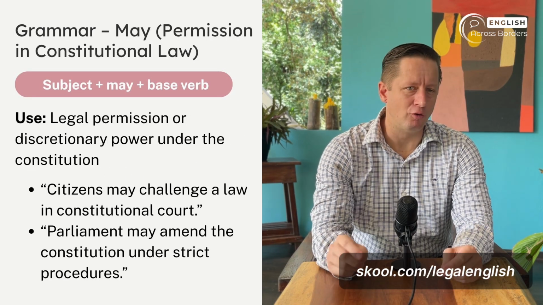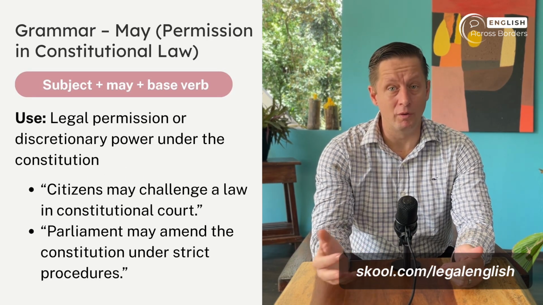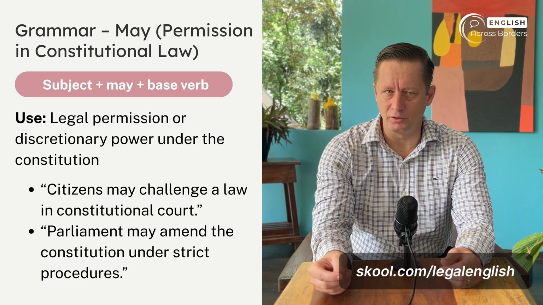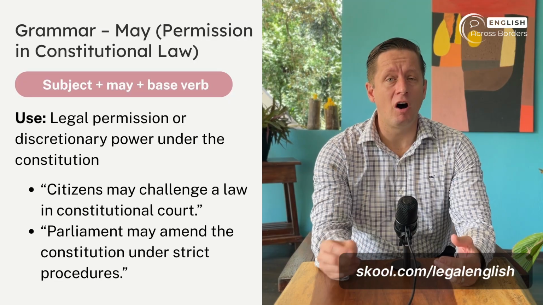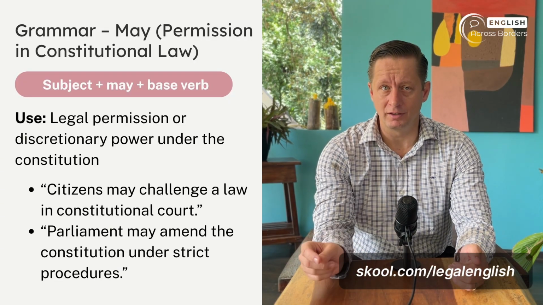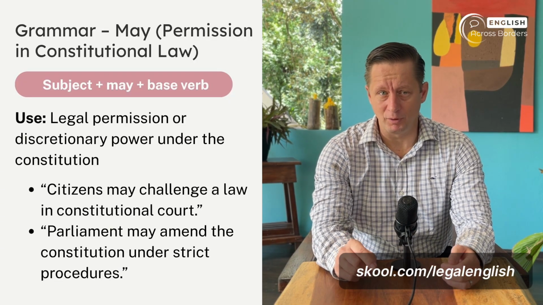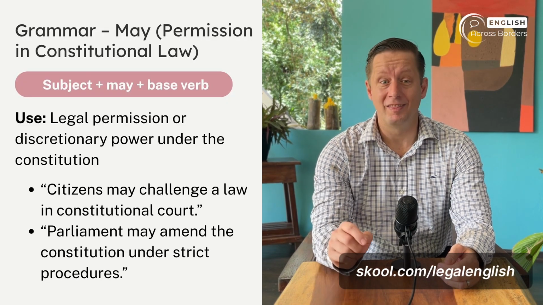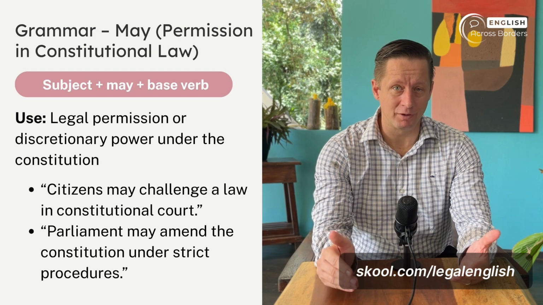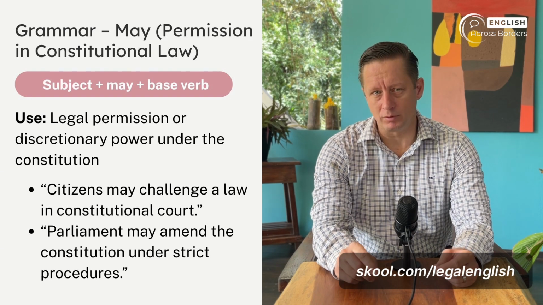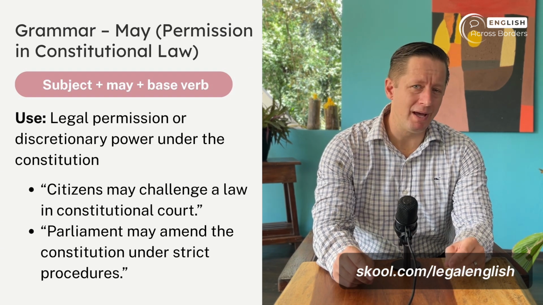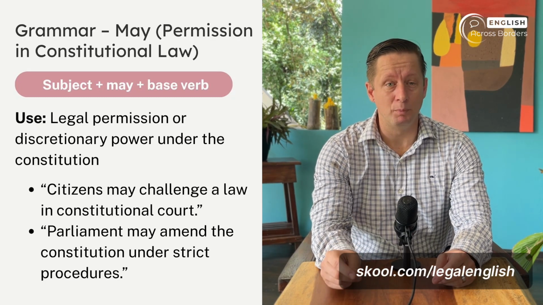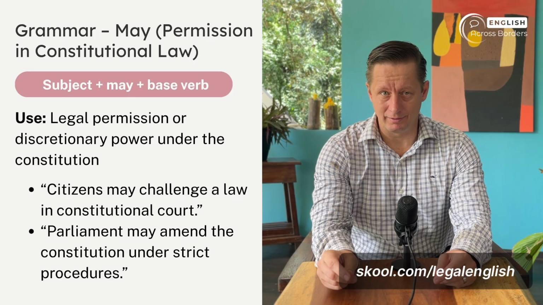May expresses formal permission granted by law or the Constitution. It often describes what citizens are allowed to do or what government is authorized to do under certain conditions. First example, citizens may challenge a law in constitutional court. The Constitution gives people this right. Second example, Parliament may amend the Constitution under strict procedures. This shows a legal possibility, not a guarantee.